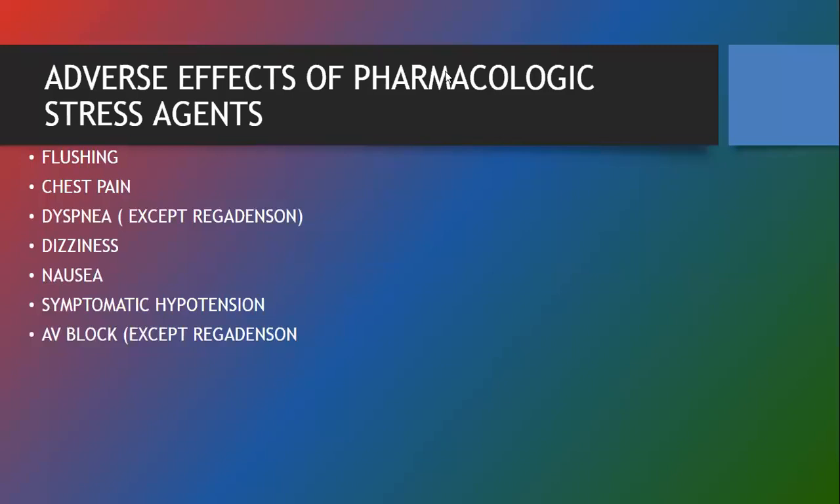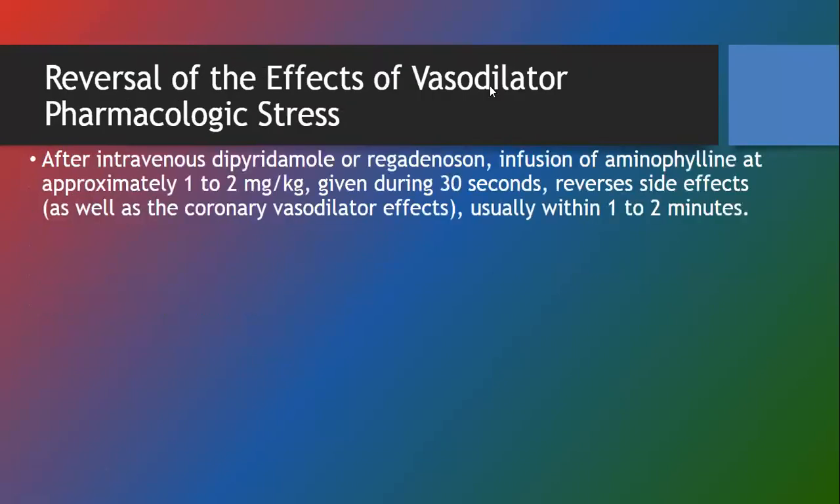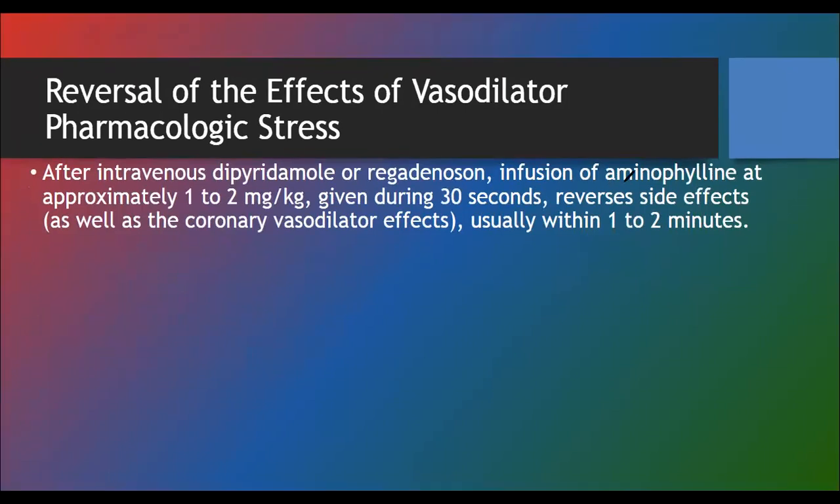The common adverse effects which can occur with dipyridamole and adenosine are flushing, chest pain, dyspnea, dizziness, nausea, symptomatic hypertension, and AV block. But as we discussed, Regadenoson is selective. It acts on the A2A receptor, and we are not going to have dyspnea and AV block with this agent. If it happens in any individual, you should have aminophylline with you, and using aminophylline you can quickly reverse these effects. 1 to 2 mg per kg, so for a 70 kg person, 140 mg of aminophylline in a single bolus dose is going to reverse the effects of dipyridamole or adenosine.